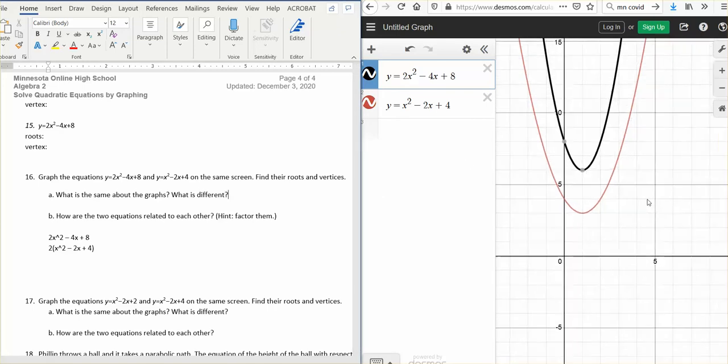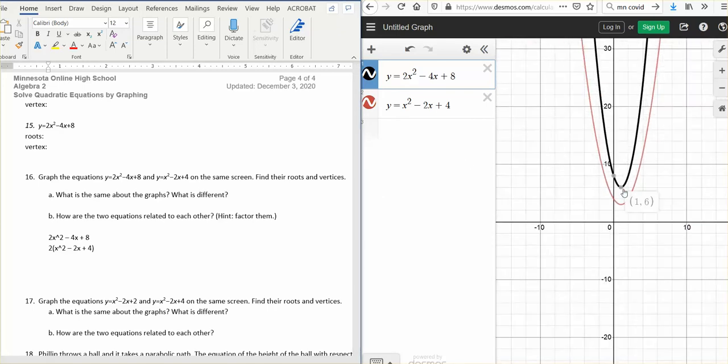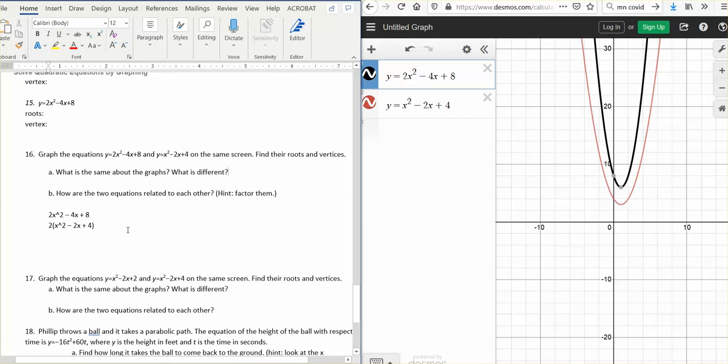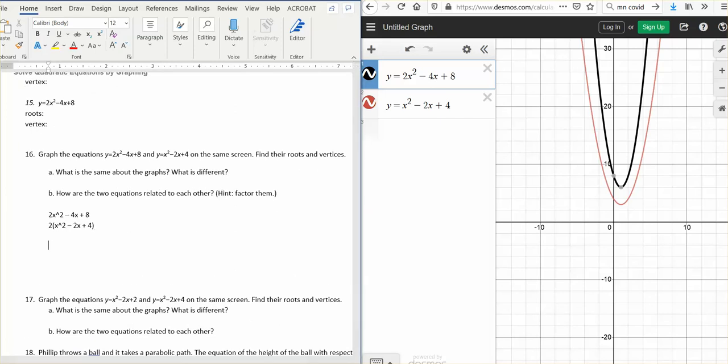So we can see that this one has been moved up, and it seems narrower than the other one. That's something that you can write for how they're related to each other. Here I'll write the second function, whoops. Okay, I can't type.